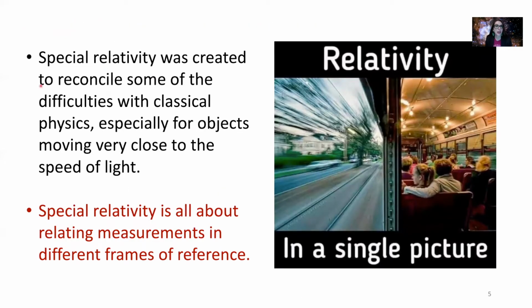Special relativity was created to reconcile some of the difficulties with classical physics, especially for objects moving close to the speed of light. Special relativity is all about relating measurements in different frames of reference. So again, here's our image from earlier. We've got 2 different frames of reference. We've got the frame here, someone sitting inside the bus, moving with the bus. And then we have the frame of reference outside the bus. So measurements that you make in the frame of reference in the bus and measurements that someone makes in the frame of reference outside the bus of the same event occurring at the same time, those measurements could be different and will be different.